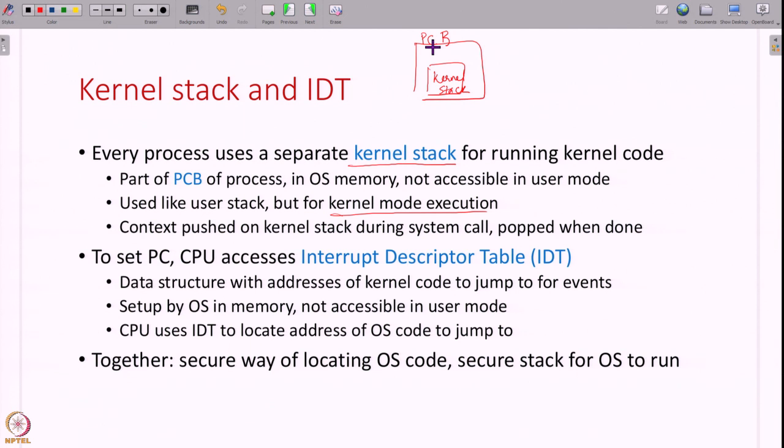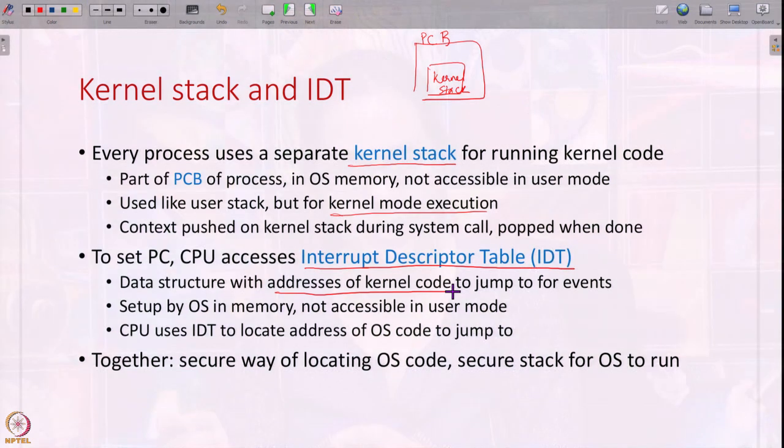And the other issue is, how do you know which code to jump to? We cannot let the user decide which operating system code to invoke. For that, the CPU has a special data structure called the interrupt descriptor table. When the operating system boots up, it sets up this data structure. What does this have? This has the addresses of the kernel functions to invoke. If this event happens, you run this kernel code.